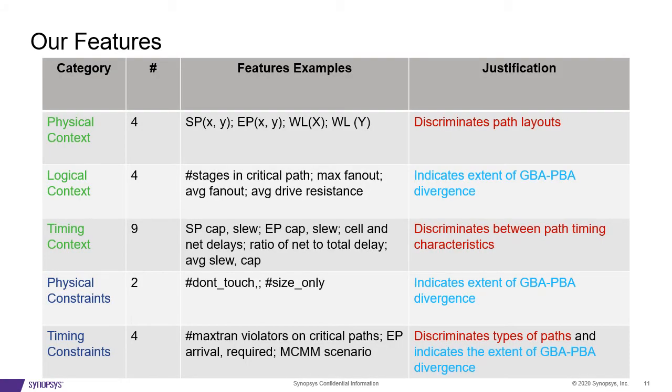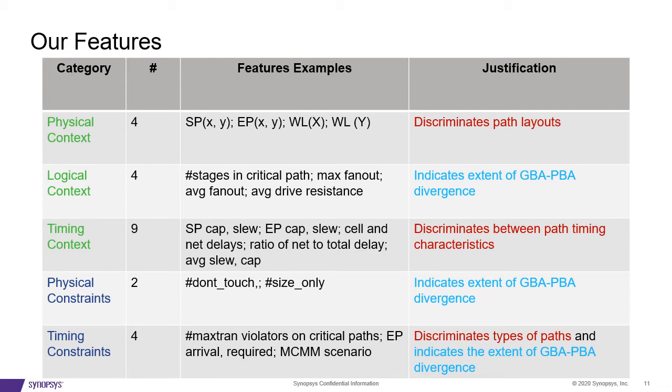Here is a list of our features. We divide them into various categories, and I specify the number of features in each category and the justification. So for example, we have 4 features that describe the physical context, such as the start point and the end point locations, and the length in the X direction and the Y direction. So this helps discriminate path layouts.